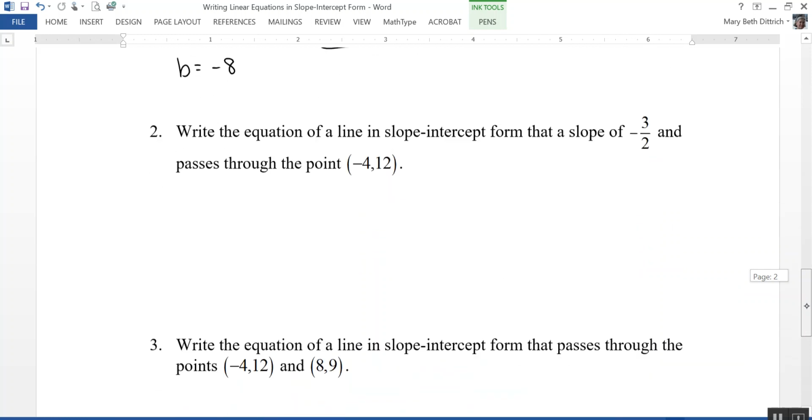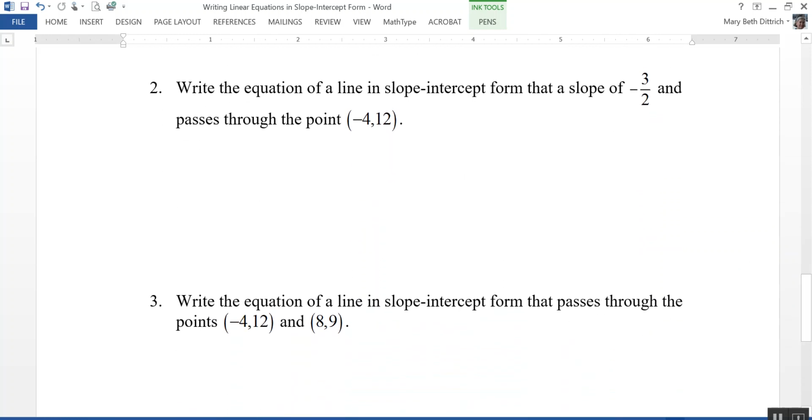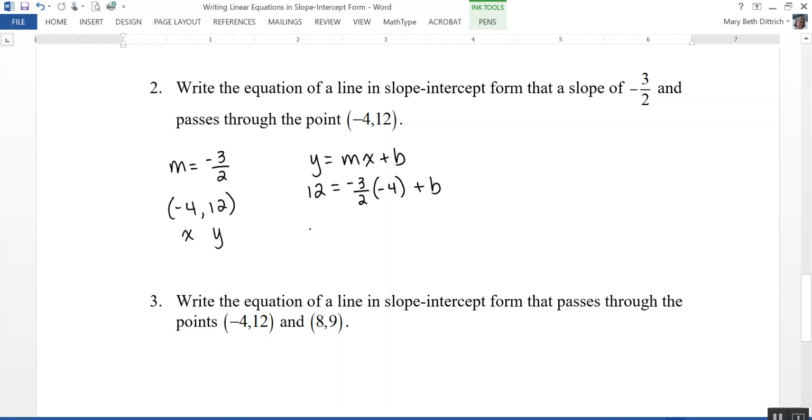Second practice problem says, write the equation of a line in slope-intercept form that has a slope of negative 3 over 2 and passes through the point (-4, 12). So in this case, I don't know the y-intercept, but I do have the slope and I do have a point on the line. So I'm going to go ahead and use that to help me find my b, my y-intercept. So I know that when y is 12 and I have a slope of negative 3 over 2, my x is negative 4 and I need to find my b.